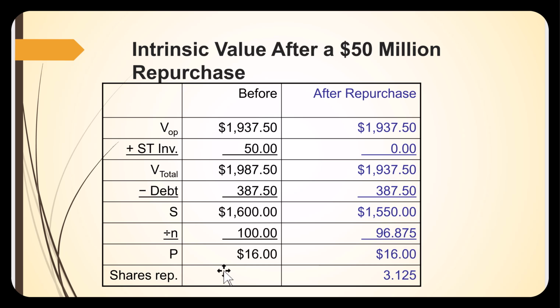So what does this look like for the company? Again, the 50 million is where we're going to get the cash to buy this. 1937. Now the equity of the stock is what? 1550 still, because we used $50 to buy back this stock. But in this case, now the shares changed. Now we only have 96.875 shares, which means the stock price itself doesn't change.